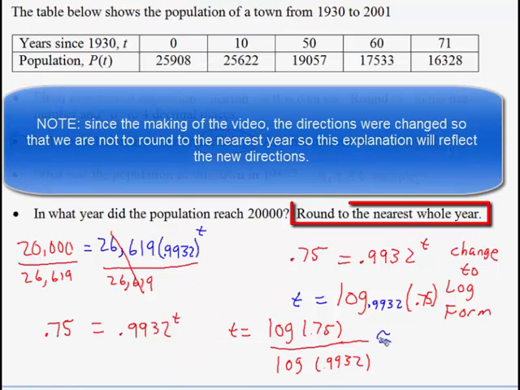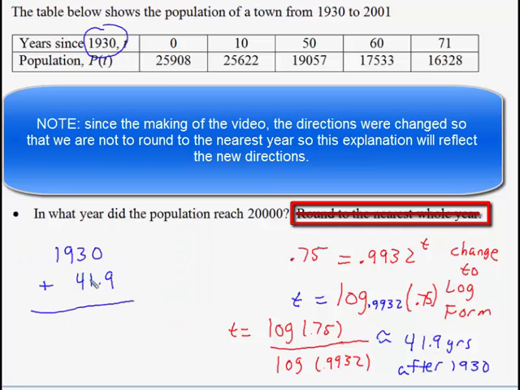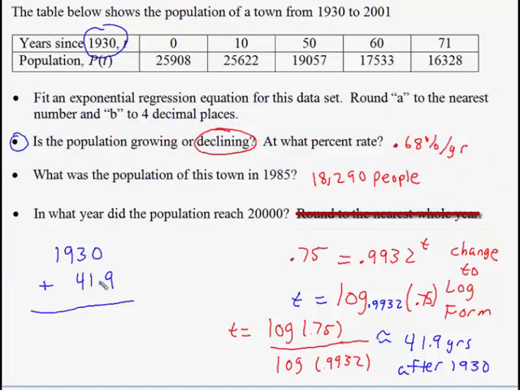So t is approximately 41.9 years, and if you remember, that's years after 1930. So if you wanted 41.9 years after 1930, you would simply add 41.9 to 1930 to get 1971.9, if you will, which means you're not actually into the year 1972 yet, you're just at the end of 1971. So the question is, in what year did the population reach 20,000? You could say at the end of the year 1971.